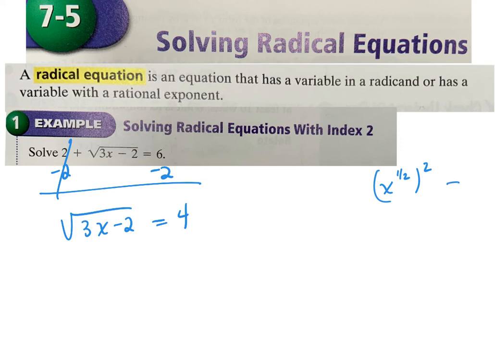And that's going to make it just an x. So if I have a square root and I raise it to a square, it's just going to get rid of the root. That's all that's going to happen there. And so when I have a square root in my radical, I'm going to square both sides.